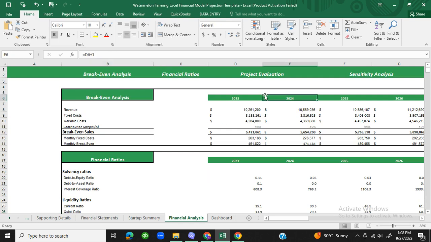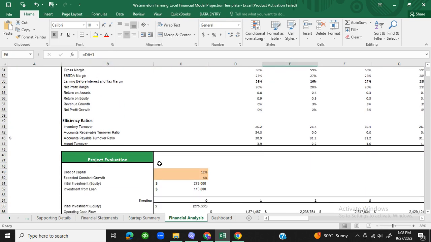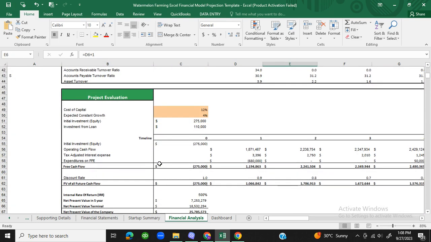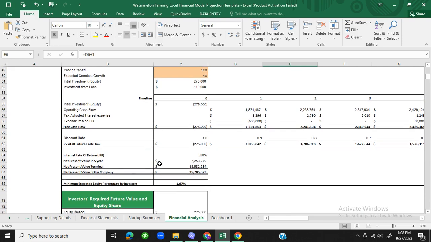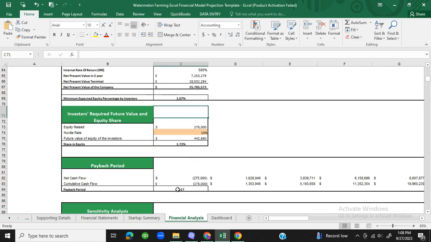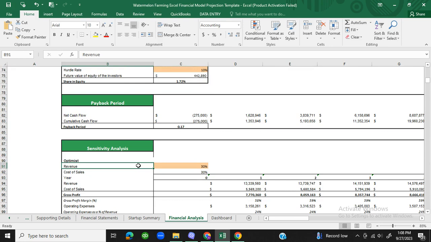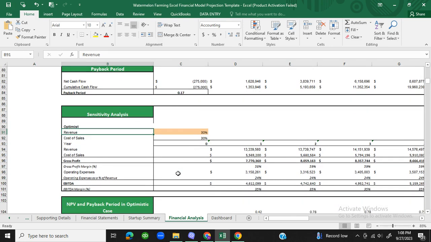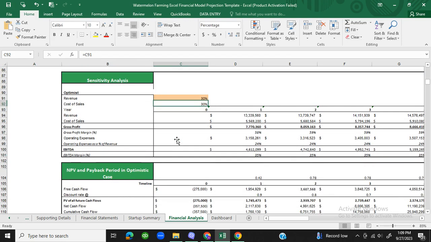The project evaluation shows the calculation for the net present value of the company as well as the payback period and internal rate of return. Similarly, the sensitivity analysis shows what happens to the financials of the business if a certain financial is changed by a certain percentage.